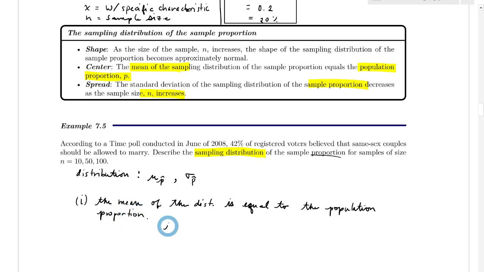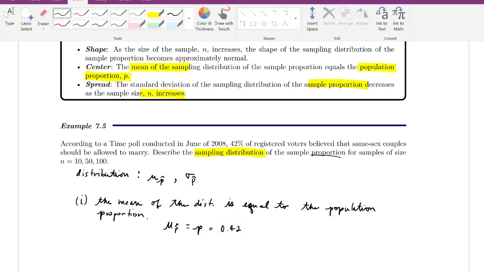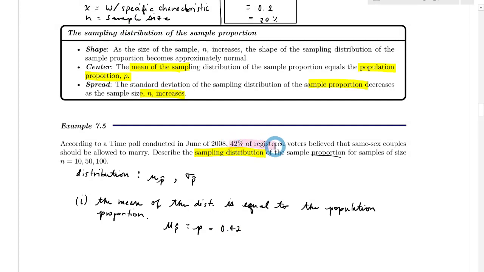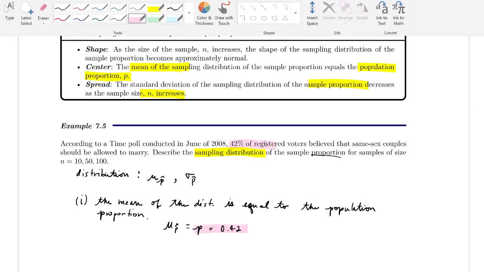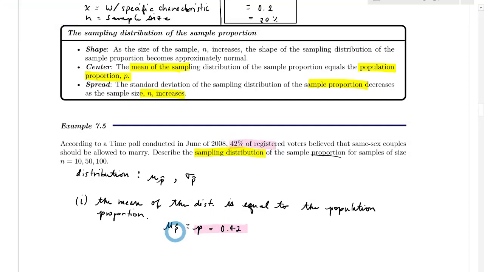So this means that mu sub p hat is equal to p, and they said that the population proportion that believed in same-sex couples should be allowed to marry was 42%, right? 0.42. So that just means that the mean with respect to the sampling proportion, the sample proportion, is 0.42.